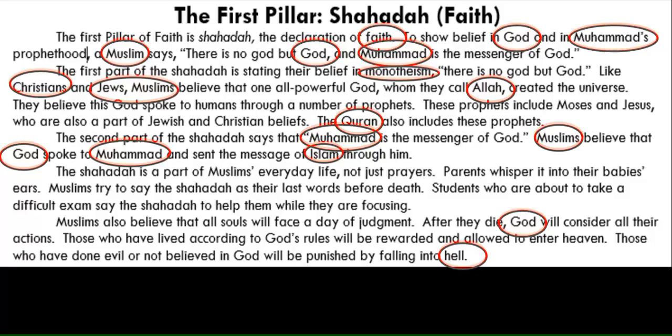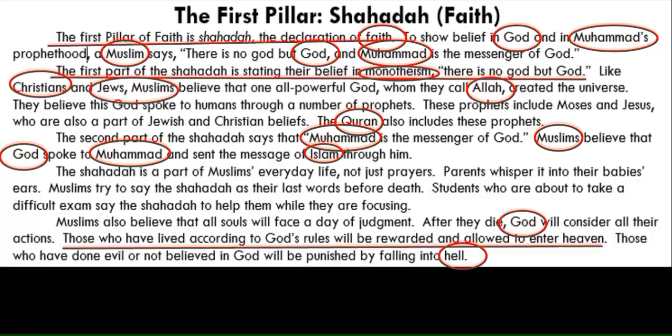The next thing I did is I underlined evidence that tells me directly about what the Shahada is, what this first pillar is. I chose to underline the first sentence because it tells me what it means in English. The first pillar of faith is Shahada, the declaration of faith. So I underlined that. I also underlined this sentence. The first part of the Shahada is stating their belief in monotheism. There is no God but God. That seemed to be a very important piece of evidence that supports that the first pillar is about faith. Lastly, those who have lived according to God's rules will be rewarded and allowed to enter heaven. I underlined that because I also found it to be an important part of the first pillar.